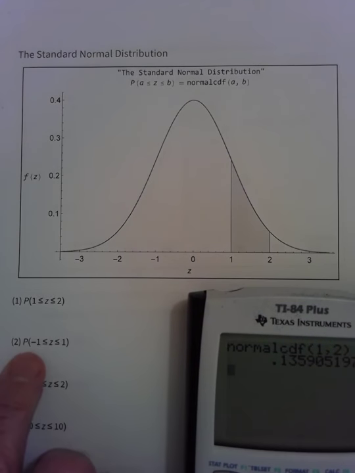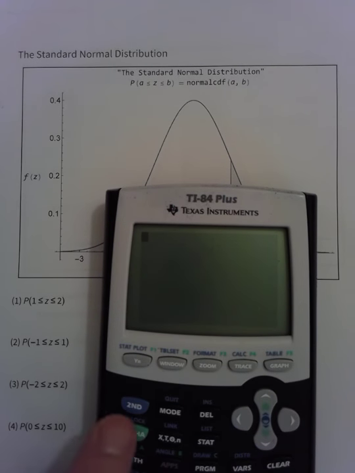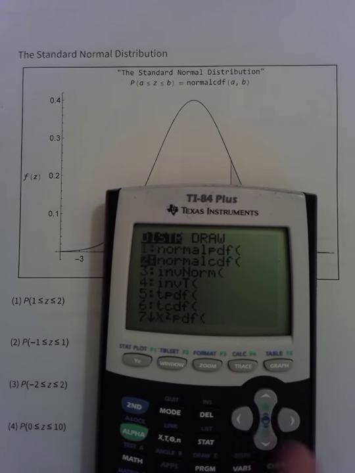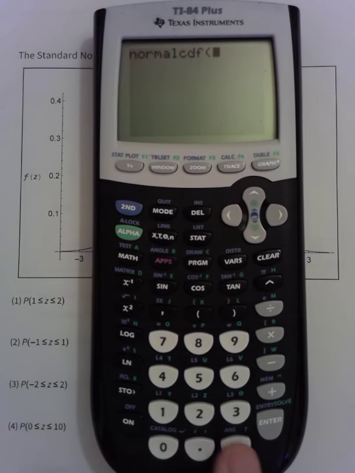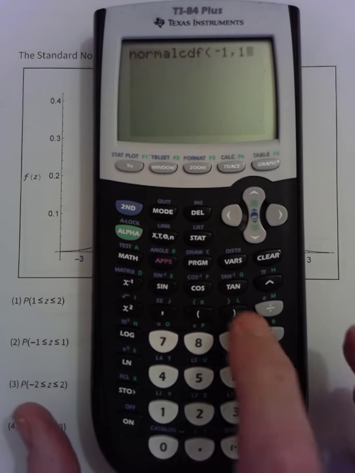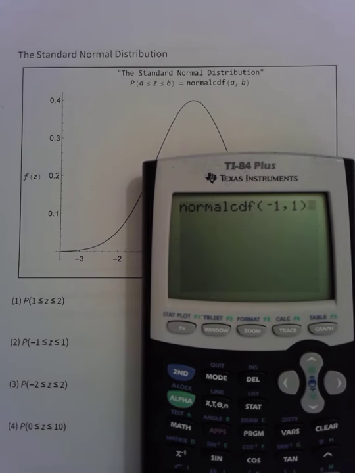For our second problem, this will remind us of the empirical rule. We want to go from 1 standard deviation below the mean to 1 standard deviation above. Hit clear. Second distribution, normalcdf, -1. Remember, to do negative numbers on the TI calculator, use this negative sign, not the subtract button. So -1, 1. And that should give us, of course, 68%. And in fact, it does. 68.26%, or 0.6827, actually, if we round in the fourth place.